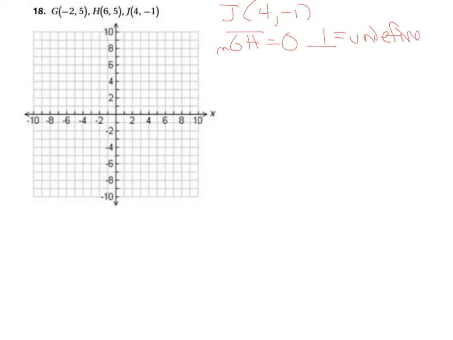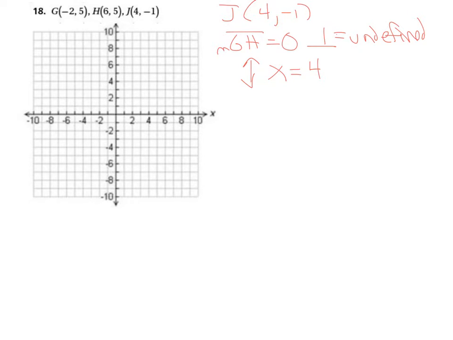Since this is an undefined line, and I told you in class that undefined lines are always going to have an x equals equation, it's going to be x equals whatever the value of x was in the point I used. So if you look at J, the x value is 4. So I'm going to have an equation of x equals 4.